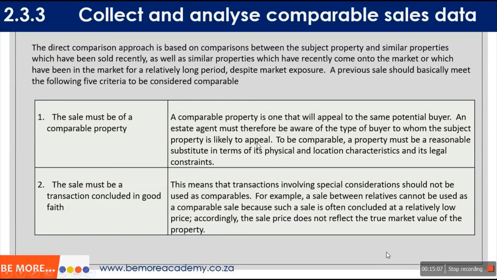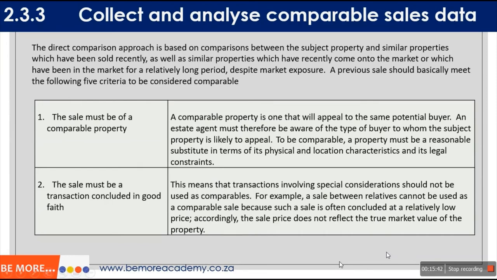To be comparable, a property must be a reasonable substitute in terms of its physical and location characteristics and its legal constraints. Number two, the sale must be a transaction concluded in good faith. This means that transactions involving special considerations should not be used as comparables. For example, a sale between relatives cannot be used as a comparable sale because such a sale is often concluded at a relatively low price. Accordingly, the sale price does not reflect the true market value of the property.